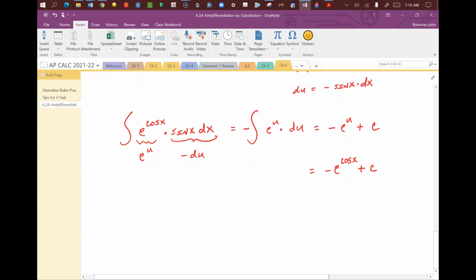Now, again, we can check that by finding the derivative. The derivative of the opposite of e to the cosine of x plus c is going to be equal to, well, the negative comes out, we repeat the e to the cosine of x, and we multiply by the derivative of the cosine of x, which is negative sine of x, and the negatives cancel out, and we get our original integrand, which is sine x times e to the cosine of x, and the derivative of the constant c is simply 0.